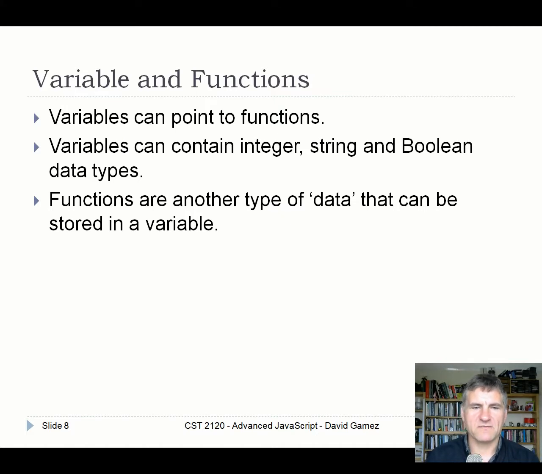So a variable can contain an integer, string, and a Boolean data type. I explained all about data types in the first lecture in JavaScript. And another type of data type is a function. So you can have variables pointing to objects, and you can have variables pointing to functions. And that enables you to do lots of slightly strange things with functions that you wouldn't be able to do in some other programming languages.